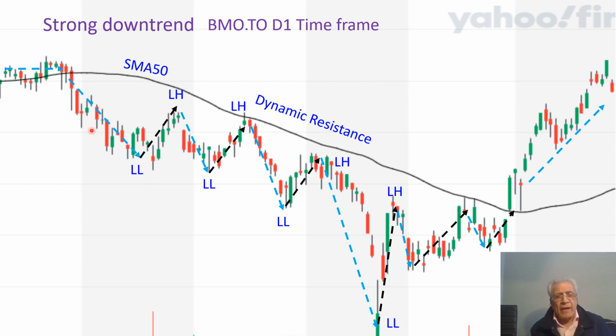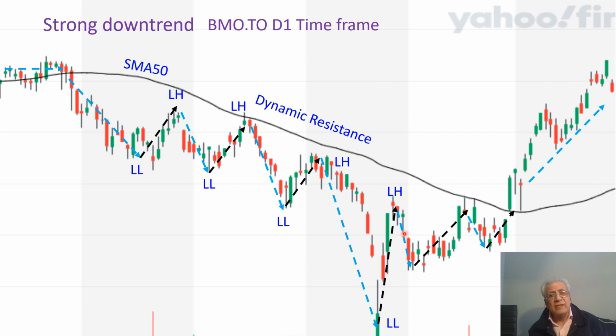Also this lower low is lower than the previous one. This is lower than the previous one, and this is lower than the previous one. And this is a lower high, this is lower than the previous one, this is lower than the previous one, this is lower than the previous one. So that is the characteristics of a strong downtrend. So that's the price action.